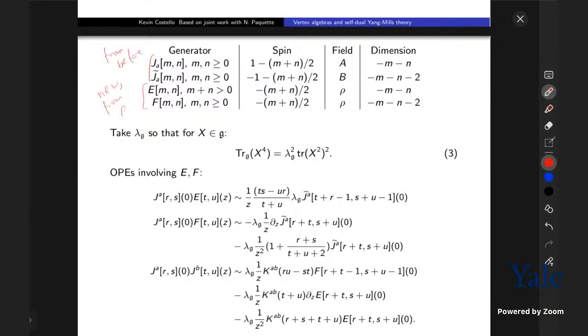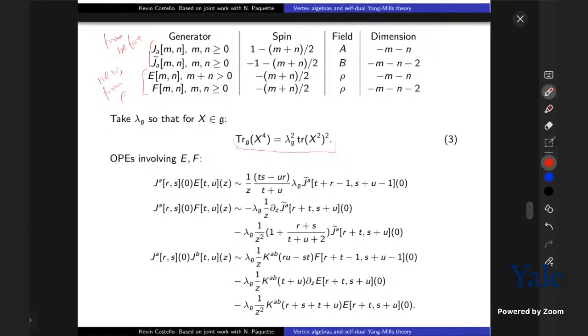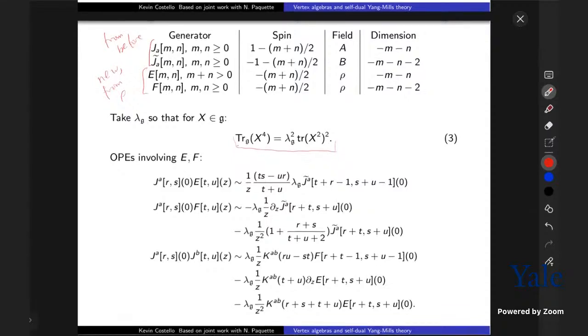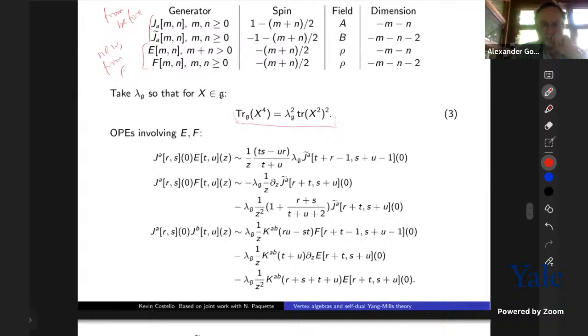And then from our twistor perspective, taking lambda g to be this constant proportionality in this trace identity, we can calculate what the OPEs have to be. Obviously you don't expect people to absorb this, but I just wanted to make it clear that it's something very explicit you can write down. Any questions? Okay.